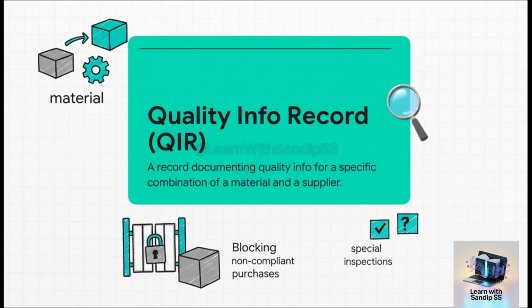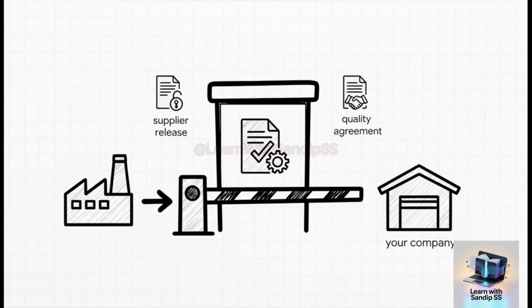So what is it exactly? Well, at its heart, the QIR is a master record in SAP. But here's the magic trick. It connects three things: your quality info, one specific material, and one specific supplier. It's that unique combination that makes it so powerful. This isn't some generic company-wide rule. It's a laser-focused control. And the QIR isn't just a passive file sitting in a digital cabinet.